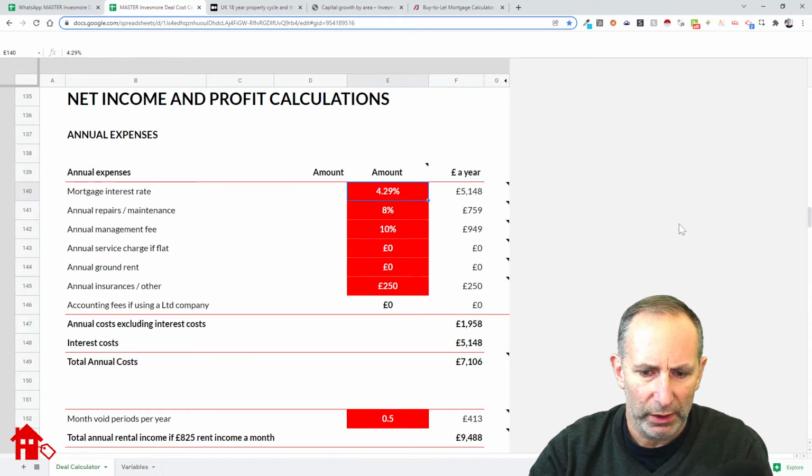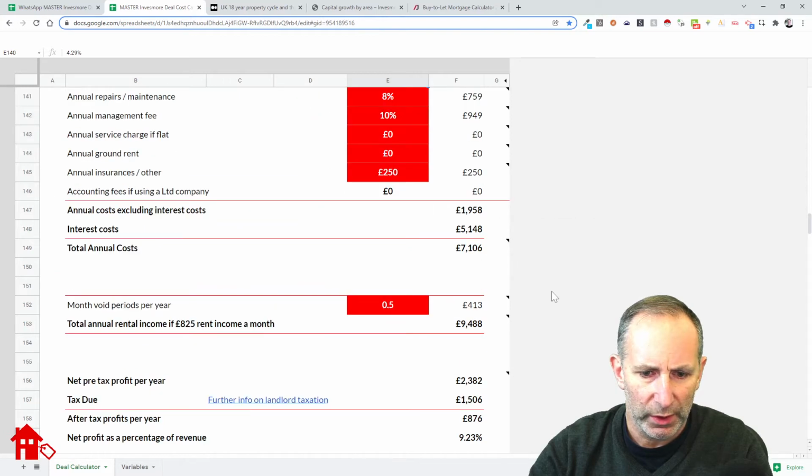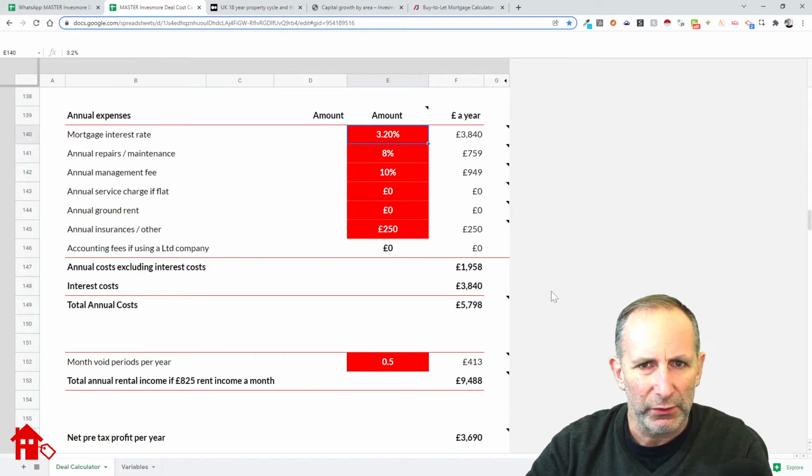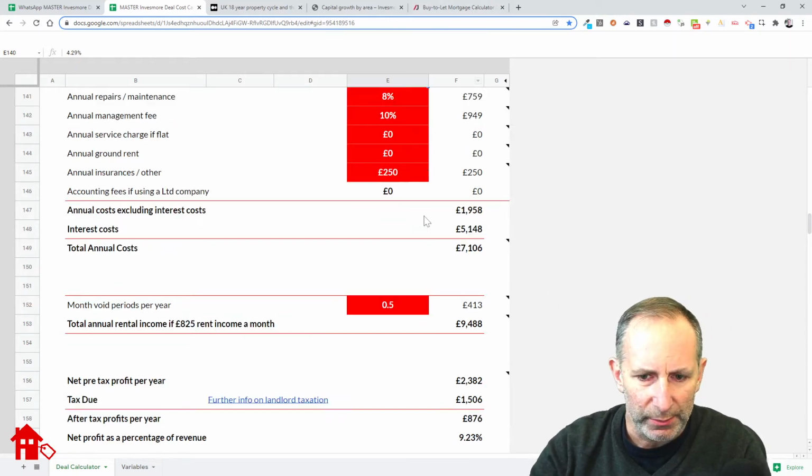Now, if you were a UK resident, for example, then 3.2% is a number that you might see for a limited company buy to let, and therefore your profits go up a lot more. But let's keep it at 4.29%.